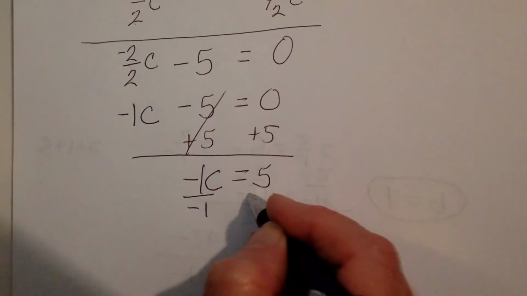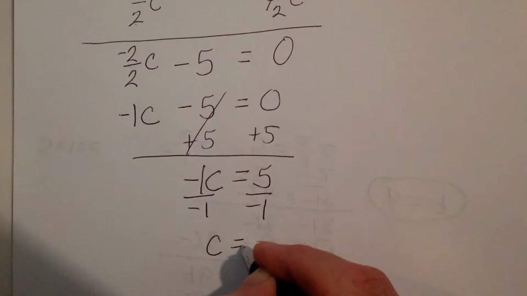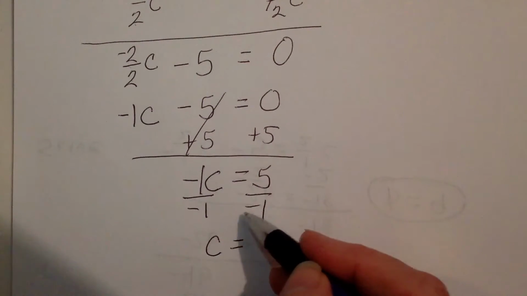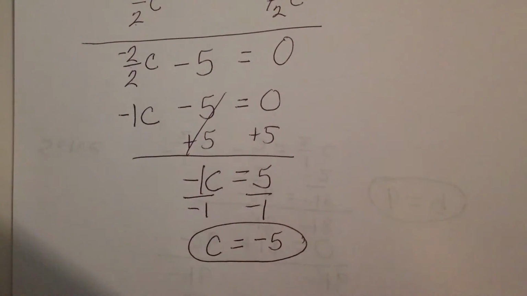So let's divide both sides by negative 1. Dividing both sides by negative 1, c equals... 5 divided by negative 1 gives you negative 5. That's your final answer.